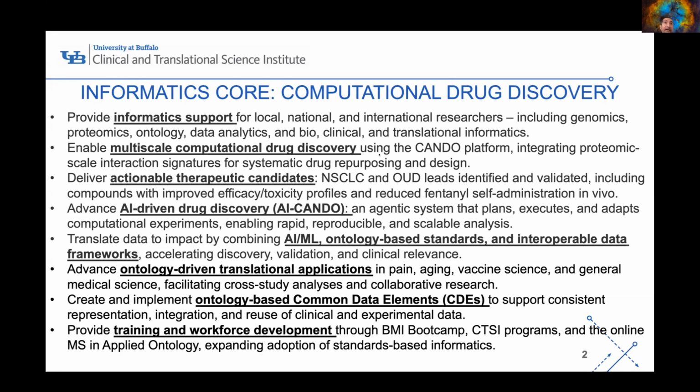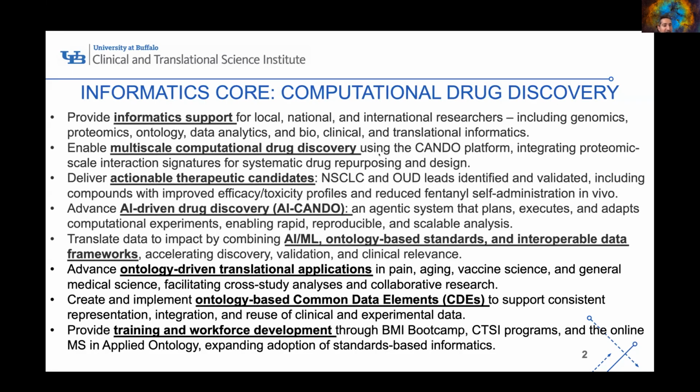The multi-scale drug discovery platform that I'll talk about requires a lot of high performance computing and programming and Unix knowledge to use. We are trying to come up with an AI-driven drug discovery interface that will let you use English language to query our platform and come back with answers. We also, and this is something I'm sure Barry will elaborate on, are trying to translate data for interoperability, combining AI and machine learning and ontology standards and various interoperability frameworks to accelerate discovery.